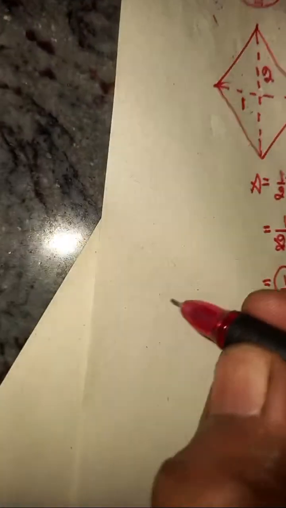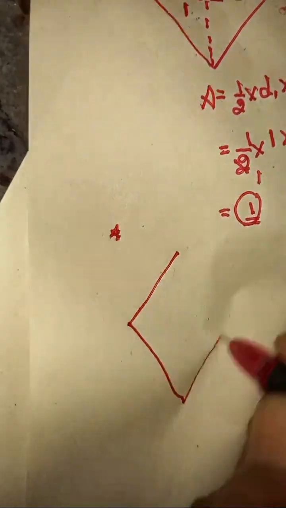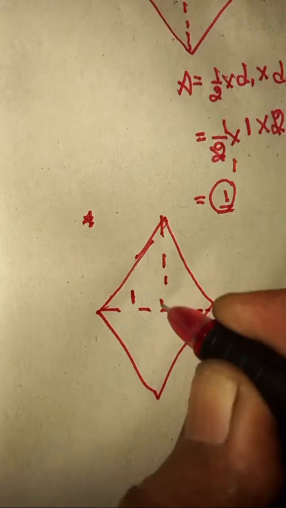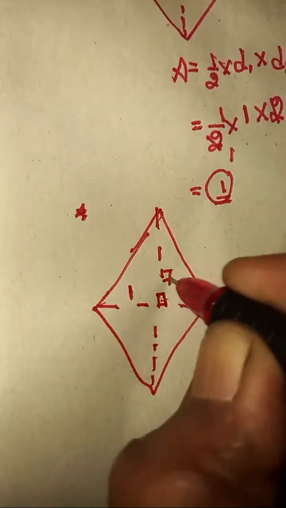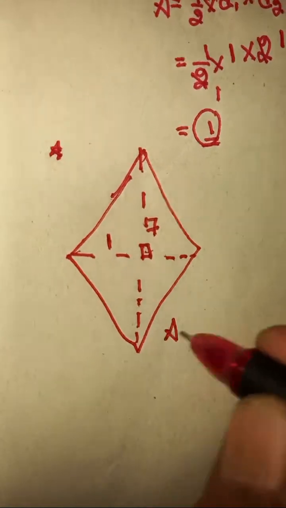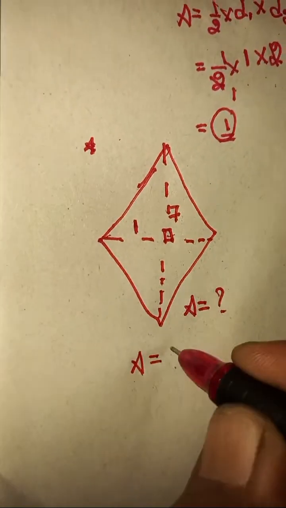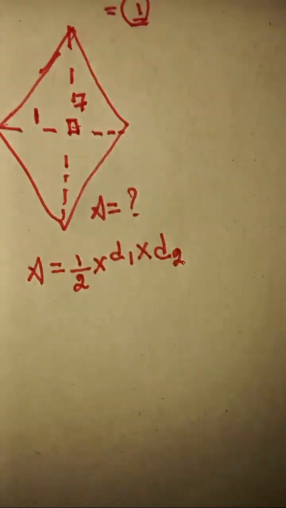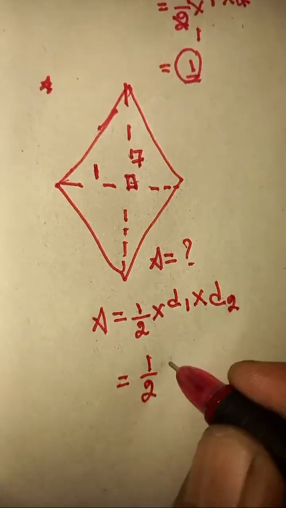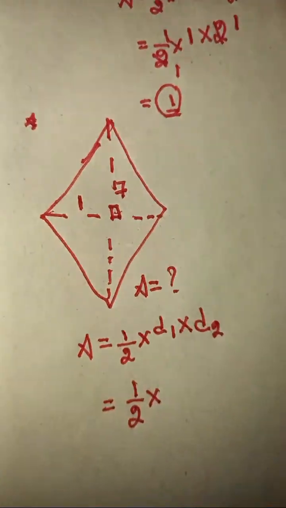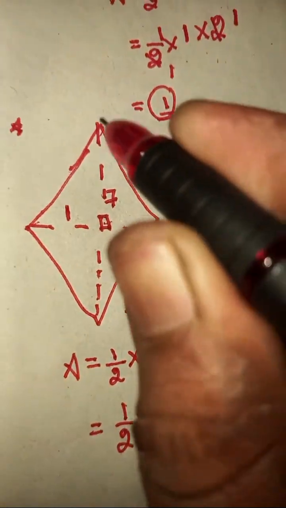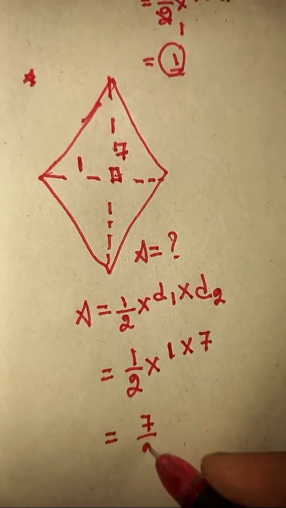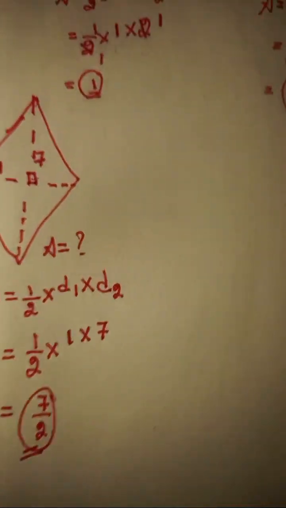Let's take another problem. Here they give this diagonal as 1 unit and this diagonal as 7 units, and you're going to find what's the area. Here also the same thing, area is half times of diagonal 1 times of diagonal 2. Here you're going to find it as half times of diagonal 1, 1 unit, times of diagonal 2 which is 7 units. You cannot divide, you're going to get it as 7 by 2 square units.